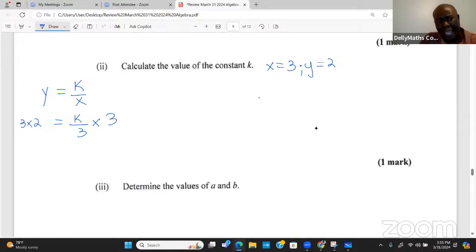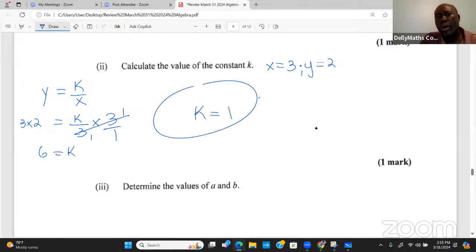So on my left side, 3 2's give me 6. On my right side, you can see that this would have canceled. So 1 times k is k. So the value of k is equal to 6. Now, when you know this value here, it is going to be the same value for k until this problem is finished. So the only things that will be changing will be the x values and the y values because they are variables. So they will be having various values.